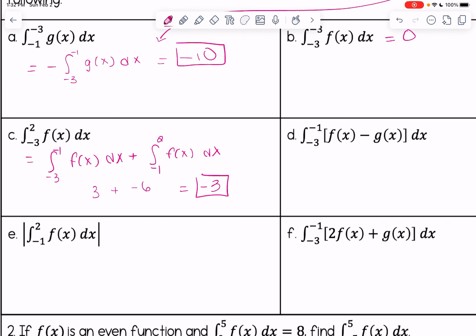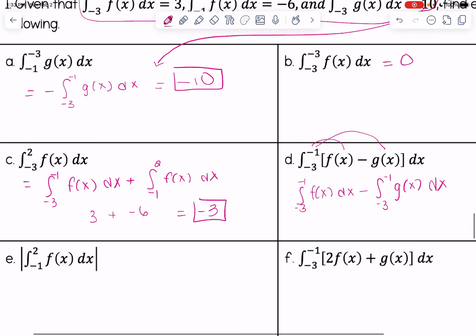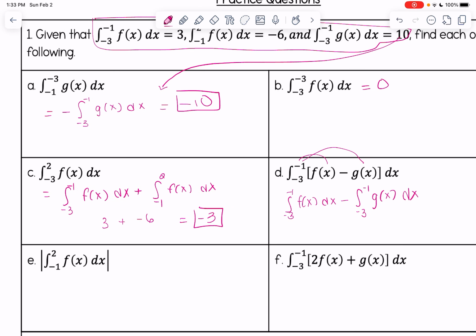All right, for d, the integral from -3 to -1 of f of x minus g of x. So using our subtraction rule, I could rewrite this. It's almost like I'm using the distributive property by distributing the integral across each of these functions. So now I'm going to look at my clues at the top. The integral from -3 to -1 of f of x is 3. With the same bounds, for g of x, that was 10. So when I subtract them, I get -7.